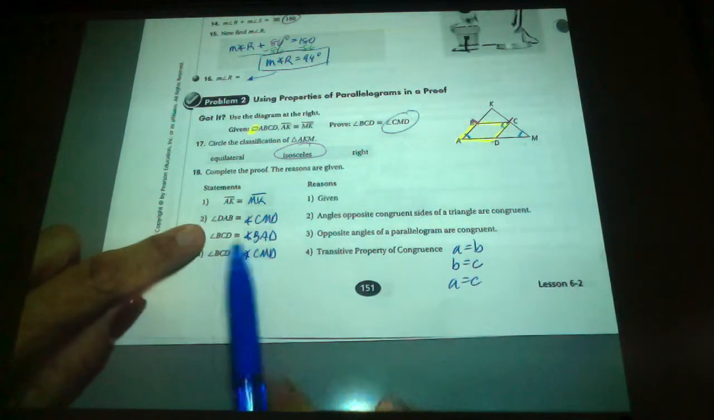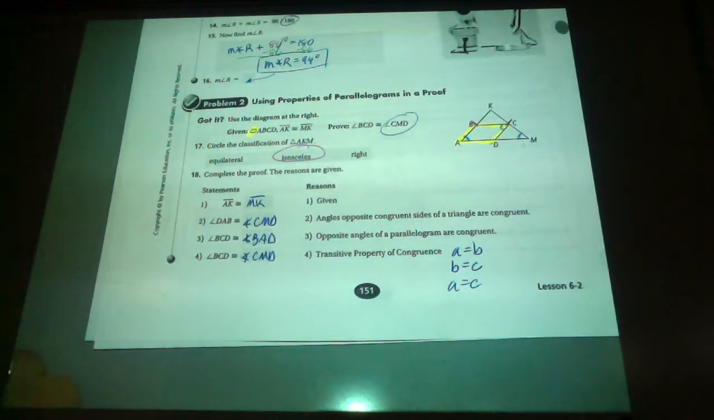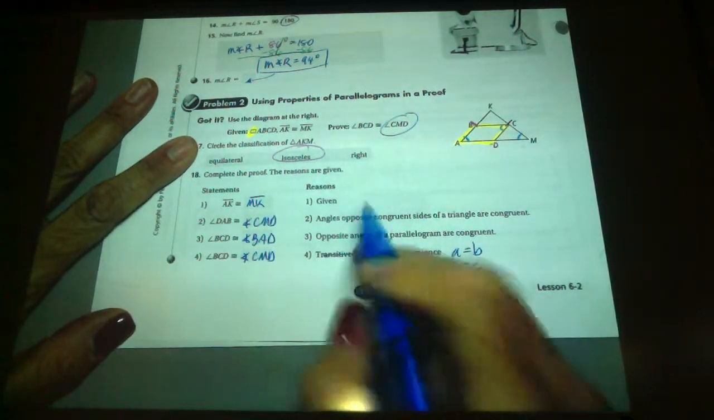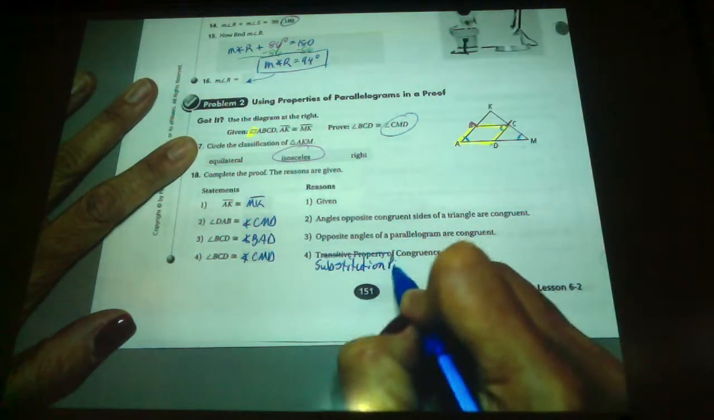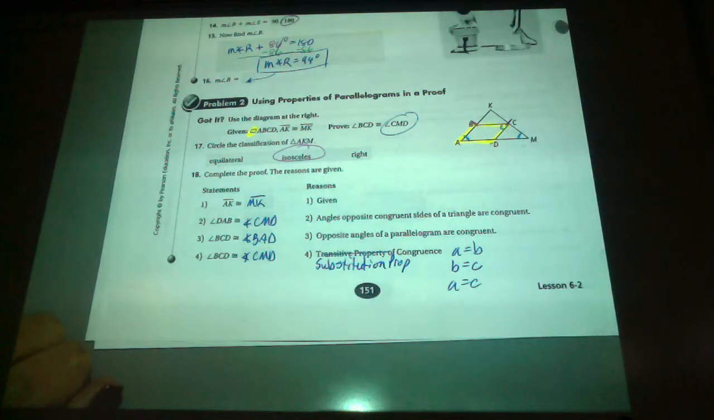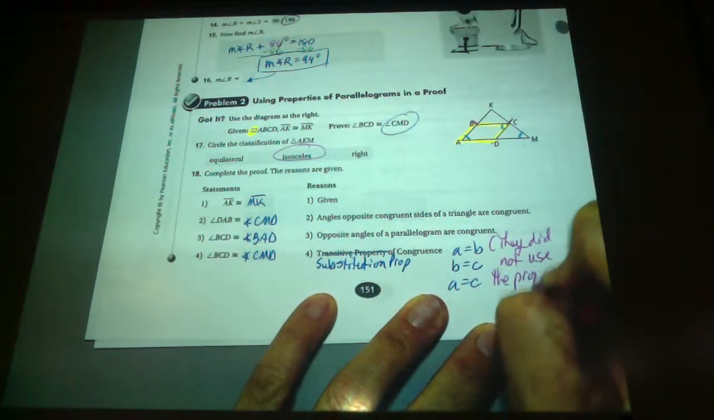Did they do that here? This equals this. They didn't start with this here, did they? No. So what should we use instead? Not reflexive. If they don't follow the transitive property, what do we usually use instead? Substitution. So please change this to substitution property of congruence. That's not the proper use. And you might want to put in here, they did not use the proper pattern.